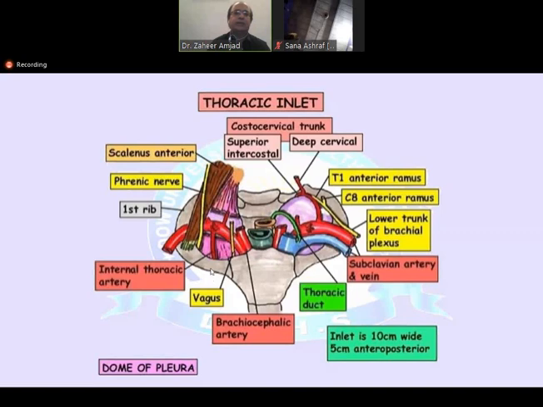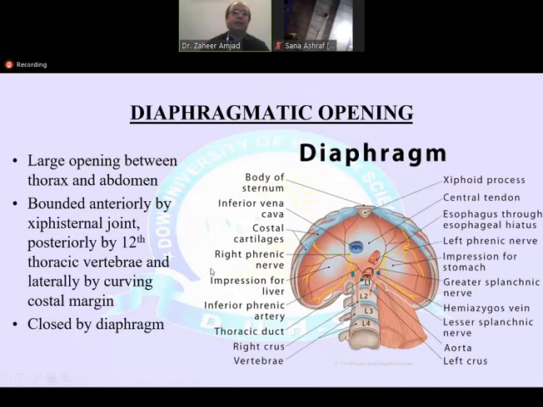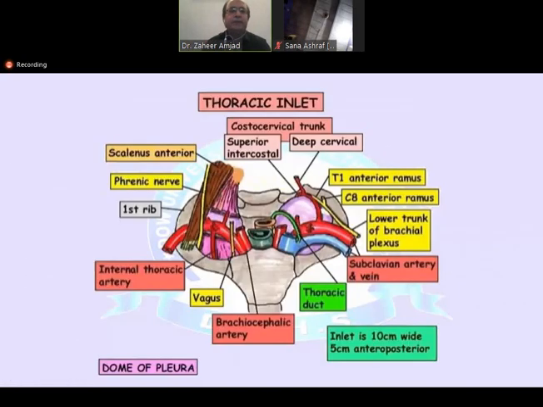You can see here the suprapleural membrane is the substance fascia, which is attached on the inner margins of the first rib, and medially it just becomes continuous with the mediastinal structures over there, the fascia over there, and upper part of this fascia is attached to the transverse process of the seventh cervical vertebra.